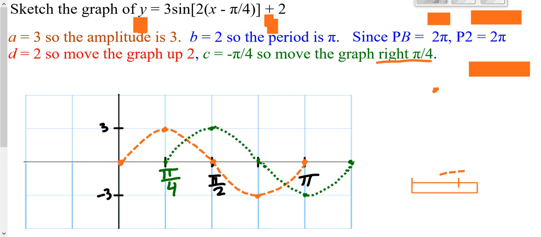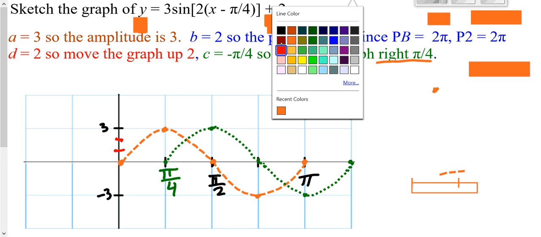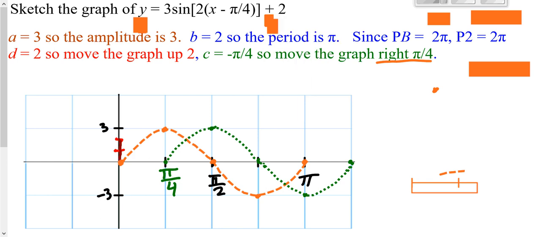So now all I have to do is my vertical shift of up 2. So at this point, I need to go ahead and figure out what 2 is. Well, here's 3. I need to divide this into thirds. So I need to move everything this far up.